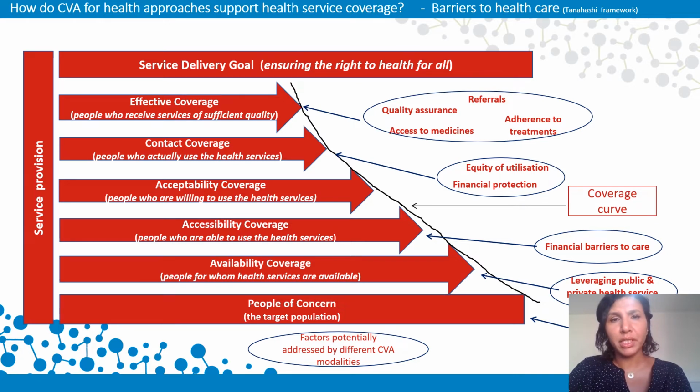Each of these elements, each of these barriers, can be addressed by different types of programming. It helps to think about whether programming should be on the supply or the demand side, or maybe a hybrid of the two.